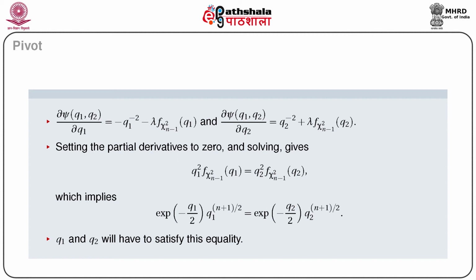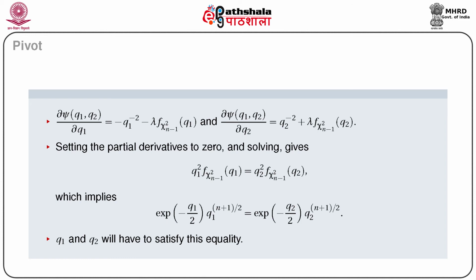The partial derivative of psi with respect to q1 is equal to 0 implies minus 1 by q1 square minus lambda into small f q1 is equal to 0, where small f chi square n minus 1 q1 represents the PDF of the chi-square distribution with n minus 1 degrees of freedom. And the partial derivative of psi with respect to q2 is equal to 0 implies 1 by q2 square plus lambda small f q2 equals 0.